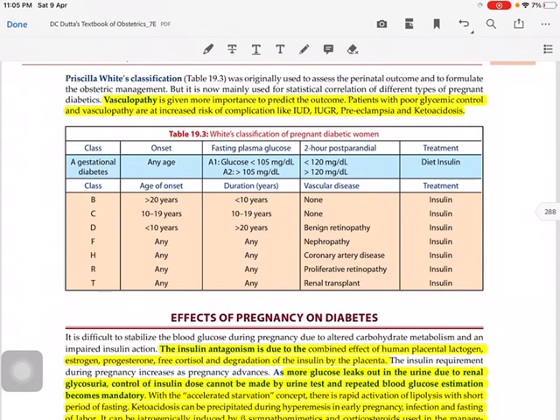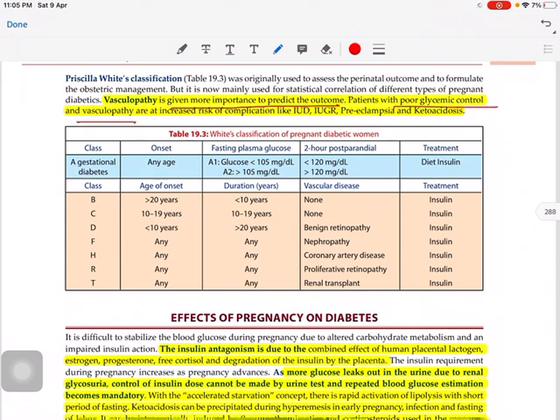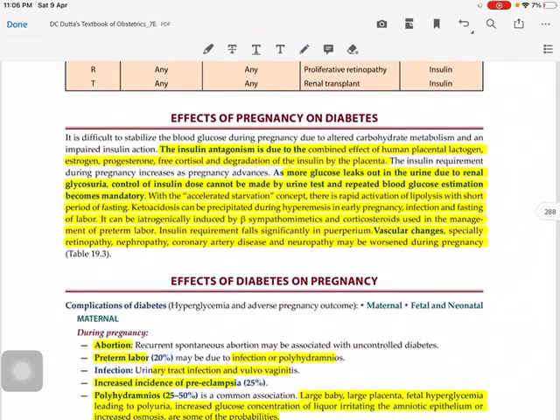Then vasculopathy is an important predictor of the outcome. If the patient has poor glycemic control and vasculopathy, the child is at risk for intrauterine death, intrauterine growth retardation, preeclampsia, and ketoacidosis. What are the effects of pregnancy on diabetes?